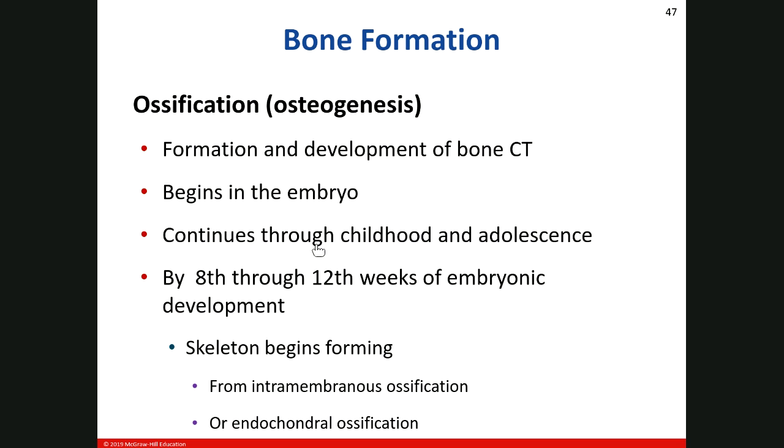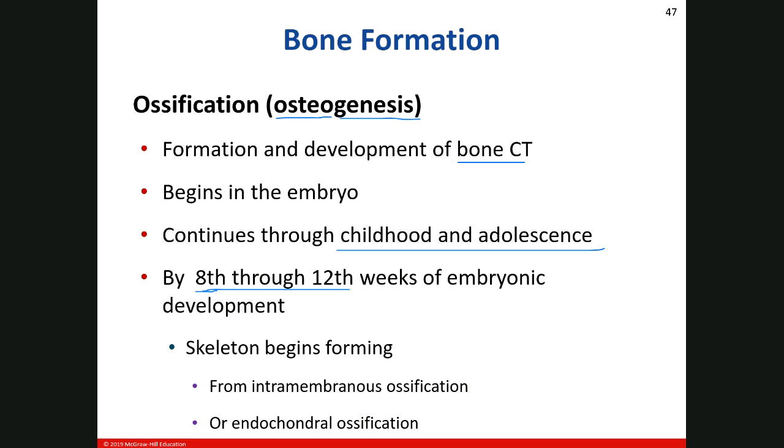Okay, so this process is going to occur all the way up to adolescence, okay? Adolescence is early 20s, all right? But it's going to start as early as the 8th week of development. You want to know these dates, 8 through 12, all right? That's when we start this process here, okay? This is how this process is going to give us bone, okay? You dissect the term osteogenesis: osteo is bone, genesis is new, all right, the creation of new bone, okay?